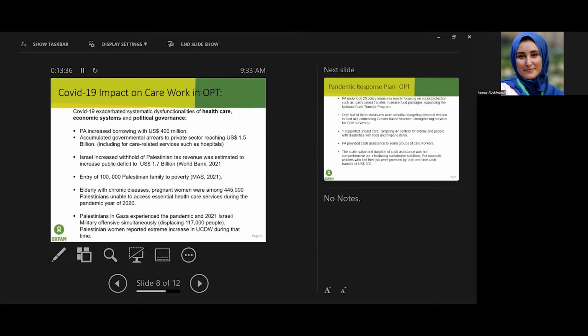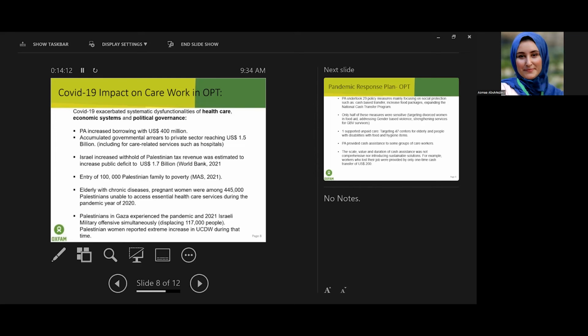Now that includes debts to healthcare services such as hospitals. So what you can see is that when there are public debts to hospitals, they do not pay their workers fair wages or minimum wages, and they make a lot of cuts for their workers. What we have also seen since COVID is Israel's increased withholding of Palestinian tax revenue, and it was estimated that this policy will increase the public deficit to 1.7 billion.